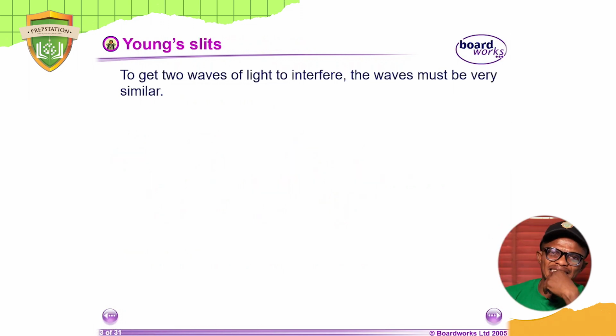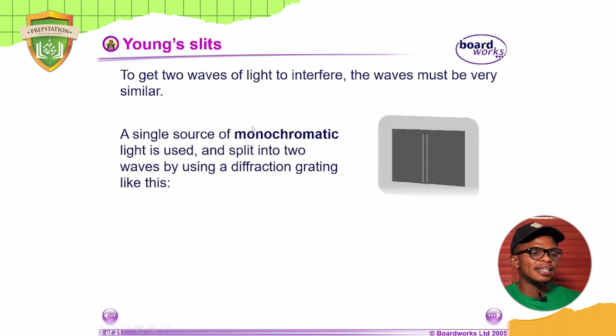Young's slit. To get two waves of light to interfere, the waves must be similar. Okay, to get two waves of light to interfere, the waves must be what? Similar. A single source of monochromatic light is used and split into two waves by using a diffraction grating like this.